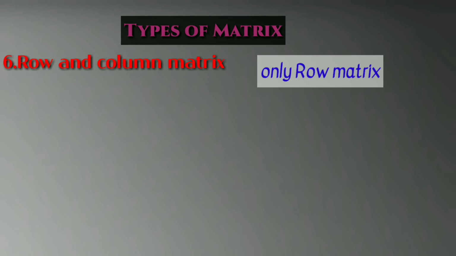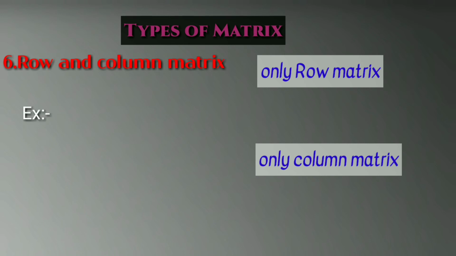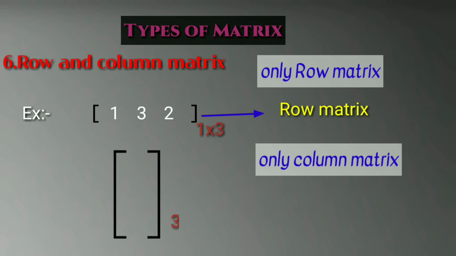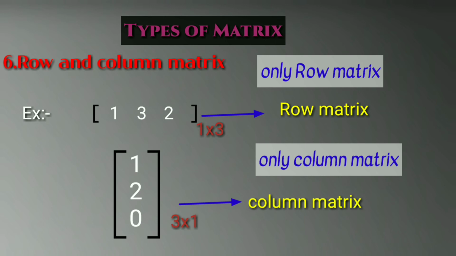Next one, sixth one, row and column matrix. Okay, so for the definition, a matrix which has only one row is called a row matrix, and a matrix which has only one column is called a column matrix. For example, here 1 3 2 is a row matrix, 1 cross 3, and here 3 cross 1, here 1 2 0 is the only column, means a column matrix. Okay, it's row matrix and column matrix. That's it, very simple.